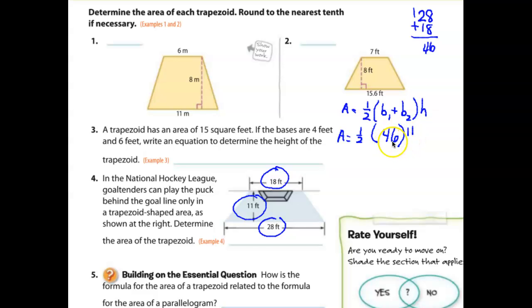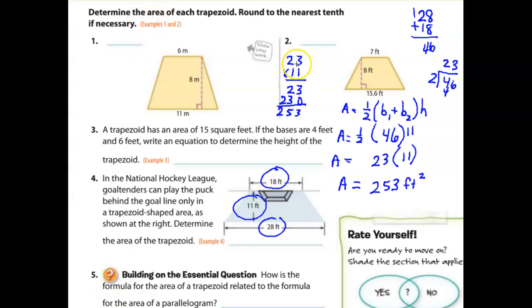I think we should do 46. So what is half of 46? Go ahead and solve that for me, please. Okay, so if you said 23, you are correct. So that leaves us with the area being the same as 23 times 11. Go ahead and solve that for me, please.